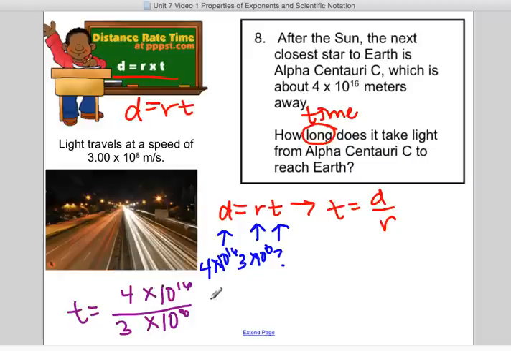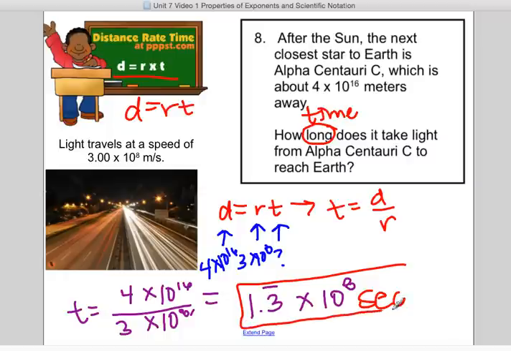If we take 4 divided by 3, we get 1.3 repeating times 10 to the, now I simplify when I divide, I subtract 16 minus 8, which gives you 8. So 1.3 times 10 to the 8th. We're talking about time, so these are meters and seconds, so we're talking about seconds. 1.3 repeating times 10 to the 8th seconds. That's how long it will take to reach Earth.